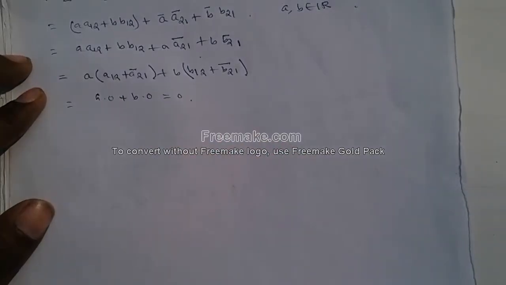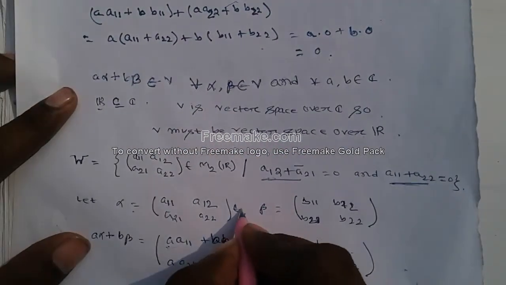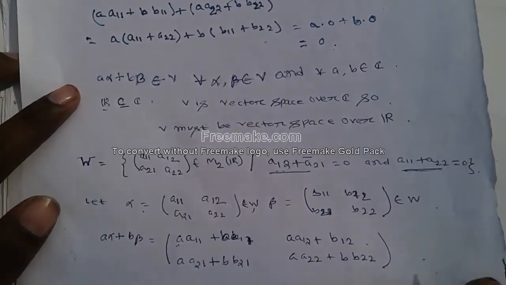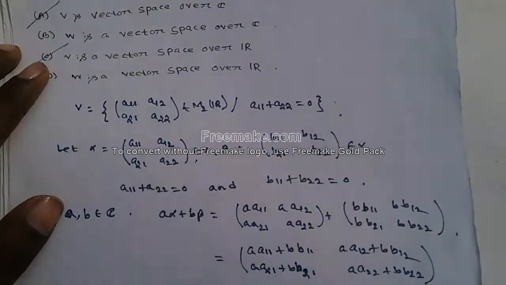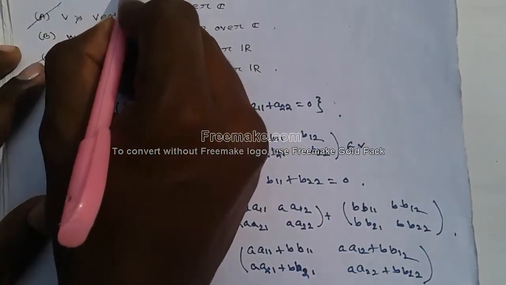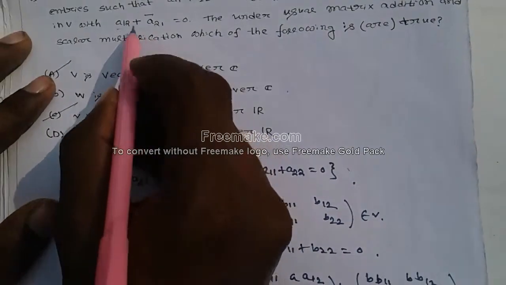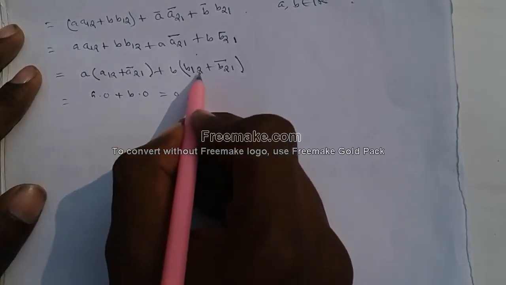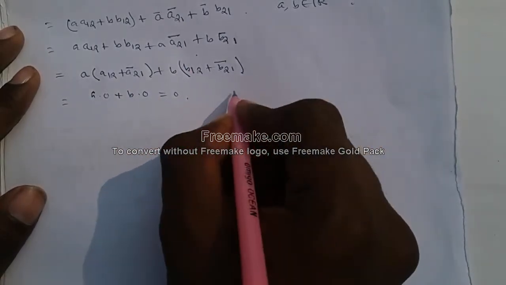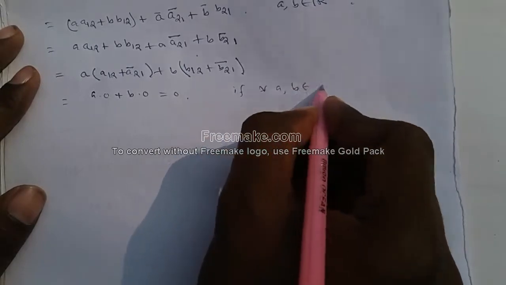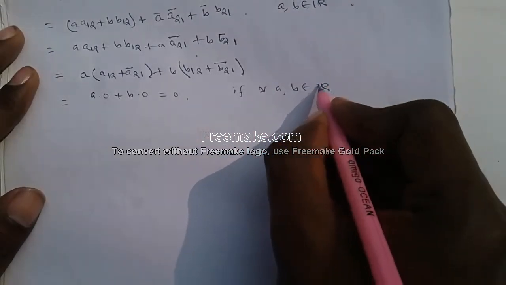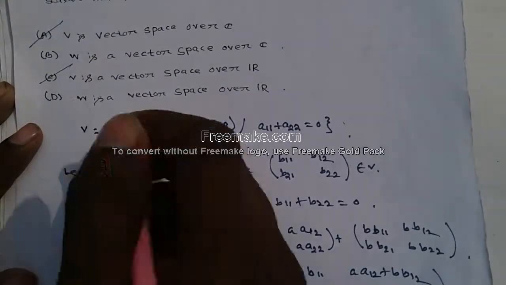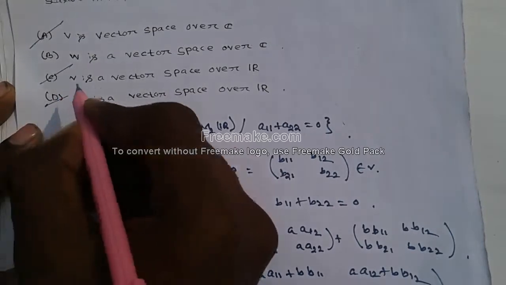Since these two matrices belong to W, by the given condition of W, A12 plus A21-bar equals 0 and B12 plus B21-bar equals 0. So a(A12 + A21-bar) plus b(B12 + B21-bar) equals 0 for all a, b in the real field. So W is a vector space over R is true.